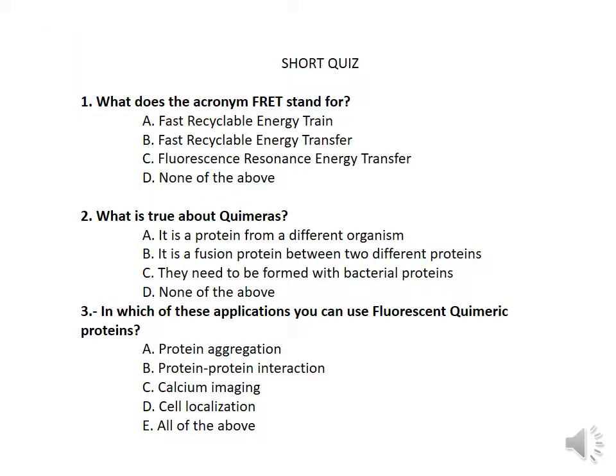Here I put a short quiz to revise some of the concepts that we've seen in class, and then we will talk about more applications of these fluorescent proteins in neuroscience in class.